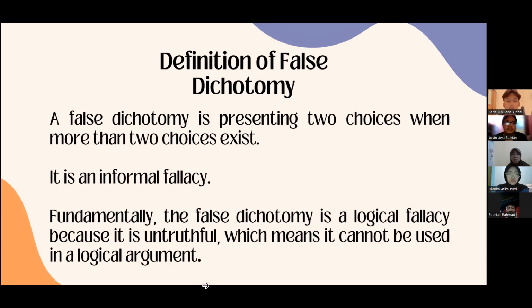So fundamentally, the false dichotomy is a logical fallacy because it is untruthful, which means it cannot be used in a logical argument. Because for an argument to be valid, its conclusion must simply follow from the premises. And for the argument to be sound, it must be both valid and true.